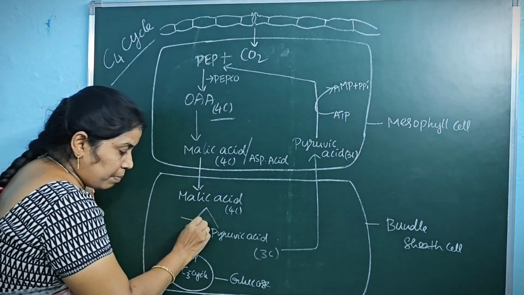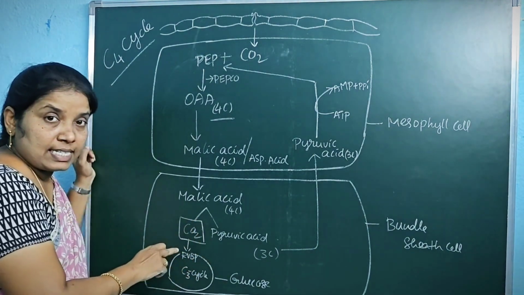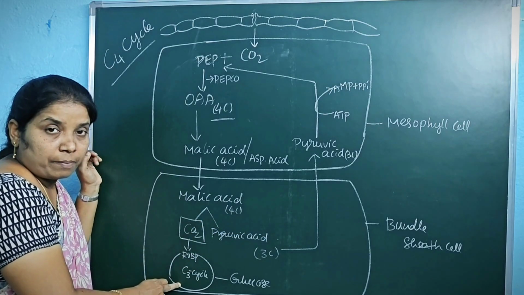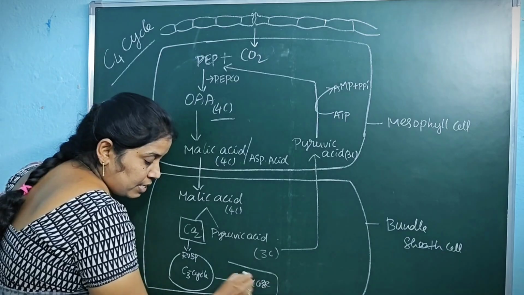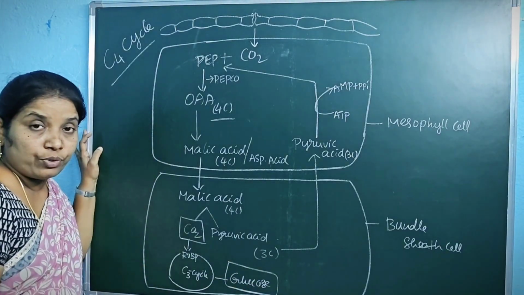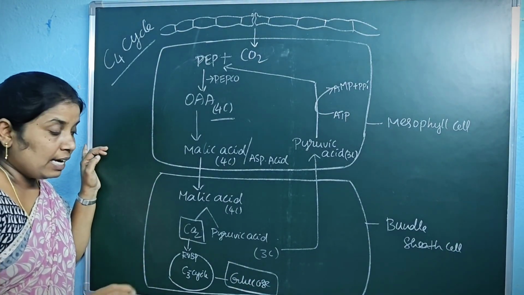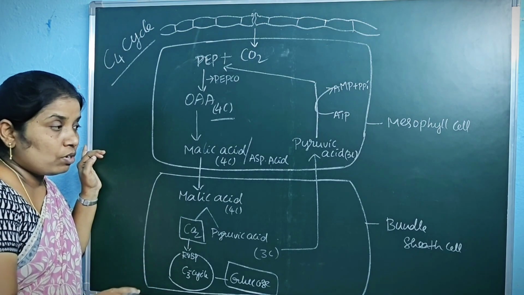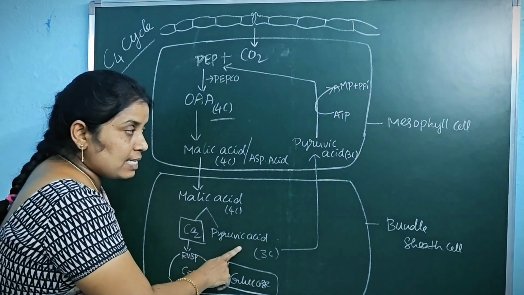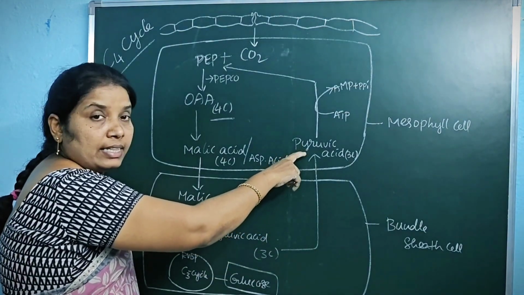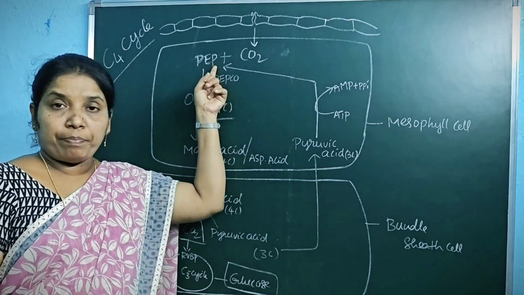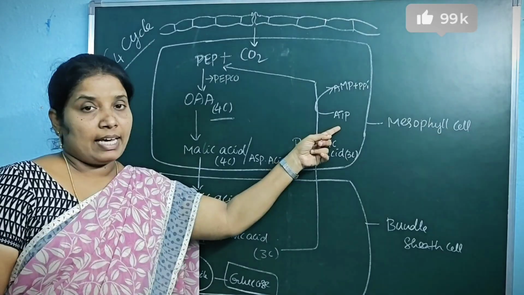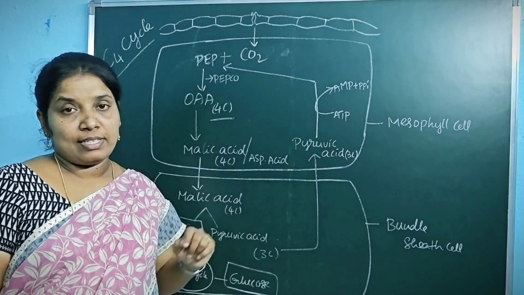The carbon released in the bundle sheath cell undergoes the Calvin cycle. Here glucose formation occurs. So where do we find the glucose formation? In the bundle sheath cell, not in the mesophyll cell. Next, the pyruvic acid again enters the mesophyll cell. There it is regenerated into PEP, phosphoenol pyruvic acid, with the utilization of ATP. It occurs in the mesophyll cell.